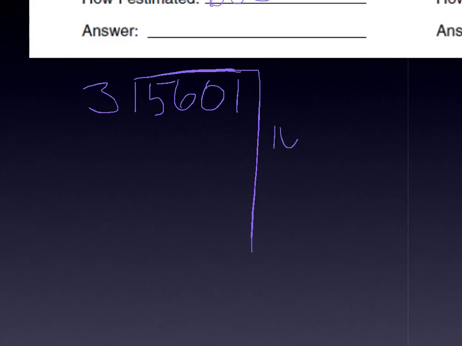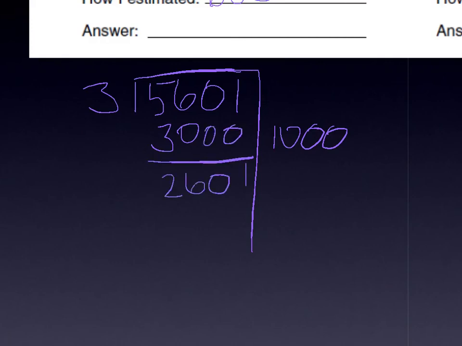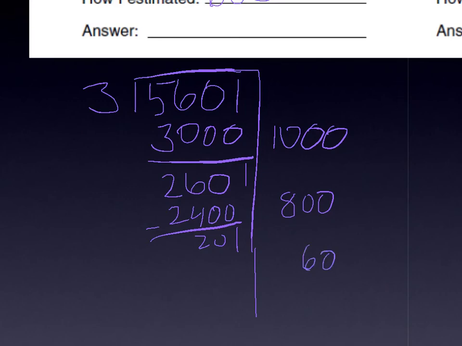All right. 3 times 1,000 equals 3,000, and I subtract 2,601, and I know that 3 times 800 is 2,400, and I subtract and I get 201, and I know that 3 times 60 equals 180. I subtract and I get 21.